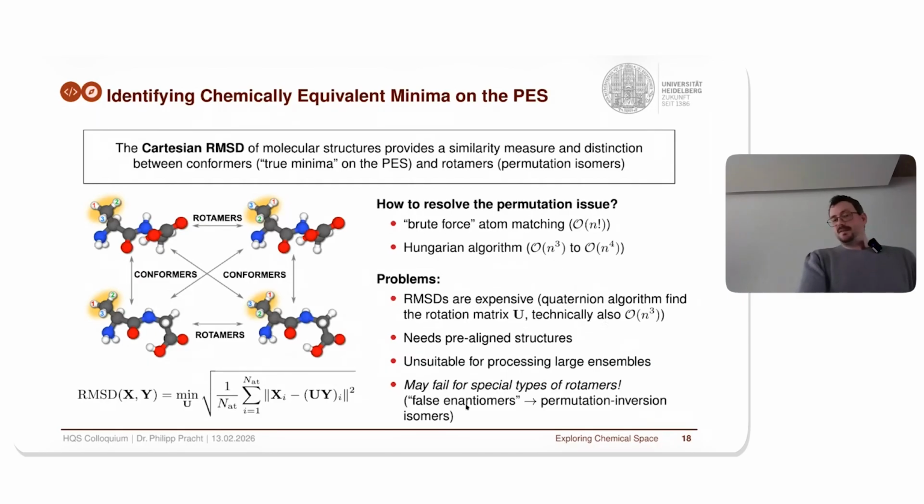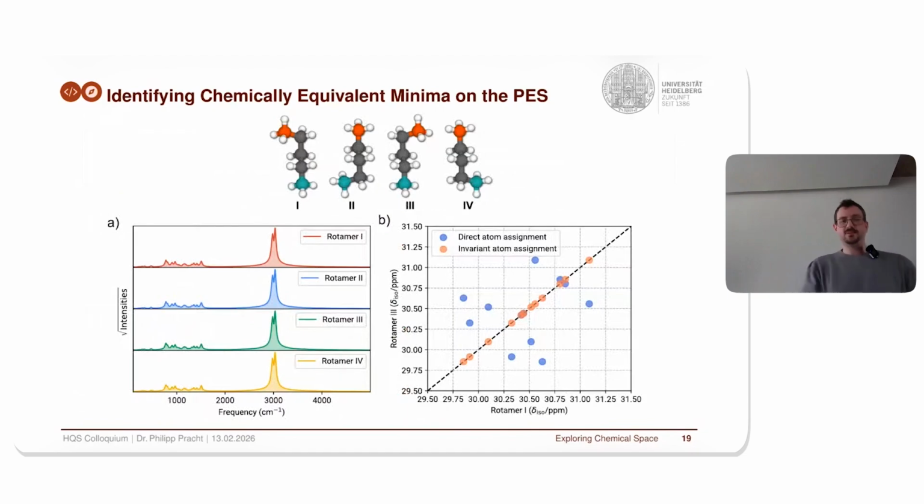Plus, even then, you can have some additional issue because there are special types of these rotamers, which you could call false enantiomers. So these are permutation and inversion isomers of the same system. I'll give you an example. So this is pentane, 4 different pentane rotamers. I've color-coded the terminal carbon atoms. You can interconvert 1 and 2 into each other by rotating in the plane of the molecule.